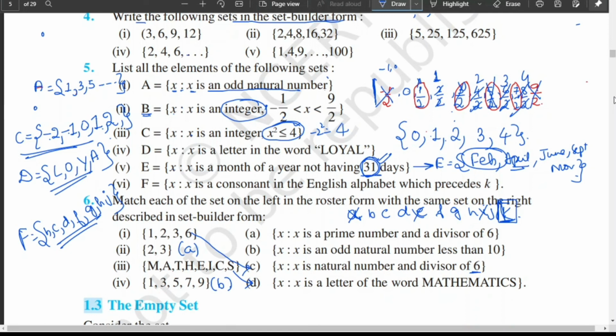So here we complete our exercise 1.1. In next video I will be working out exercise 1.2.